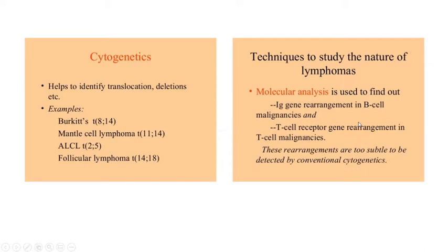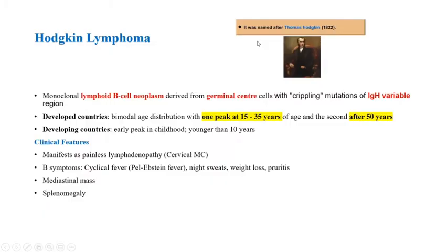We will be going through Hodgkin lymphoma first. Hodgkin lymphoma is named after Thomas Hodgkin in 1832. It is a monoclonal lymphoid B cell neoplasm, derived from the germinal center B cell. And I told you, when there is a defect in somatic hypermutation, the B cells are crippled. In developed countries, it has two peaks. The first is 15 to 35 years of age, and the second peak is in the elderly. But in developing countries, it's mostly in children younger than 10 years of age.